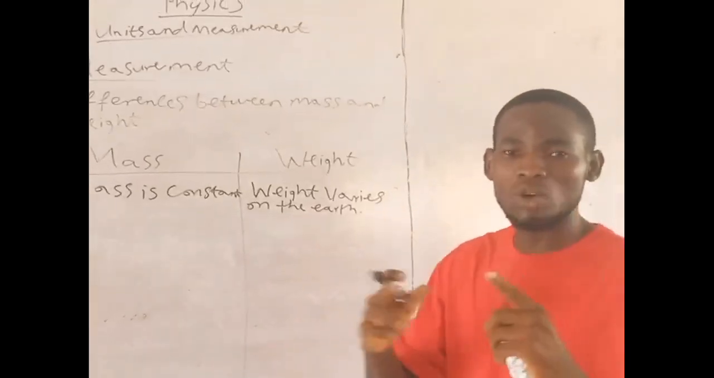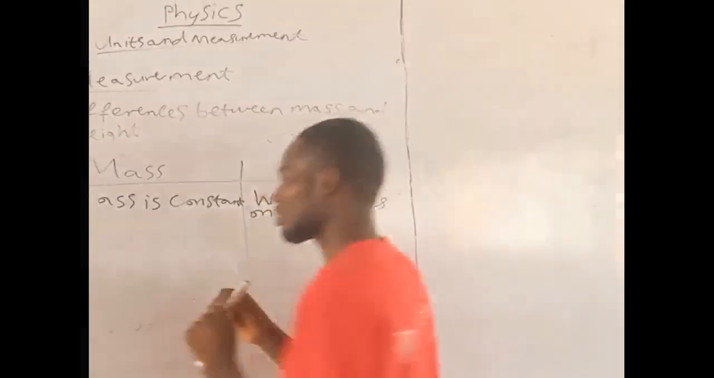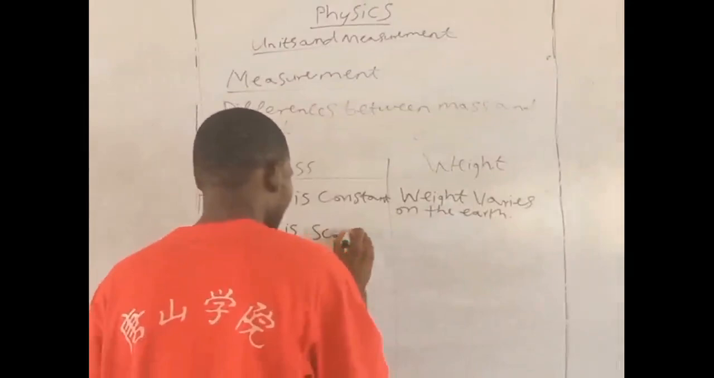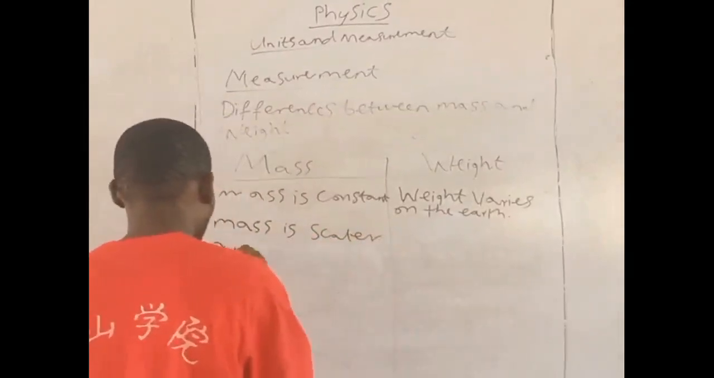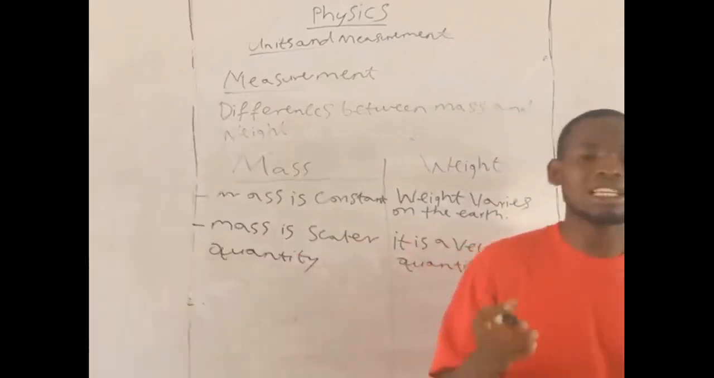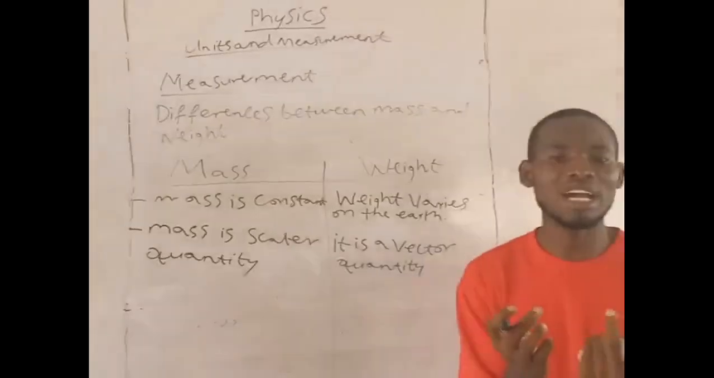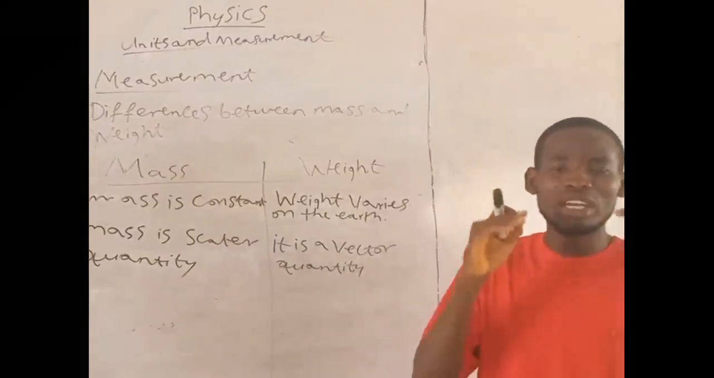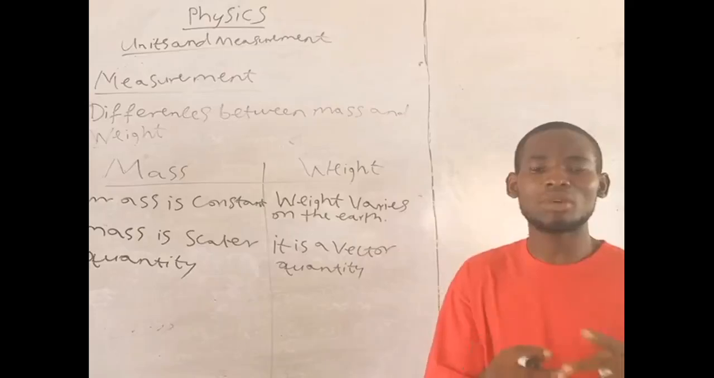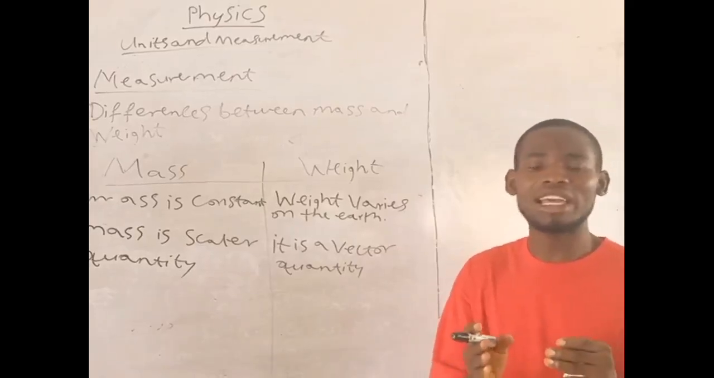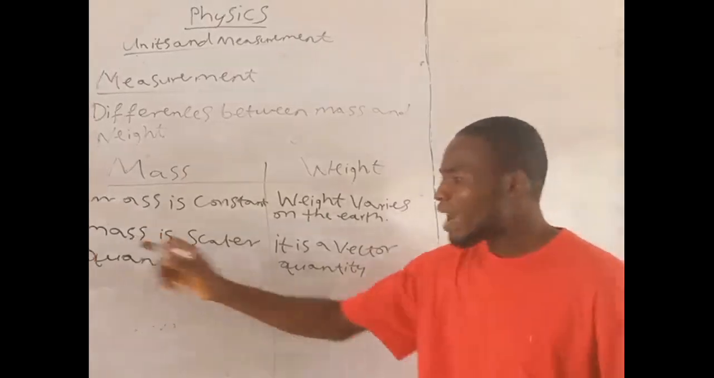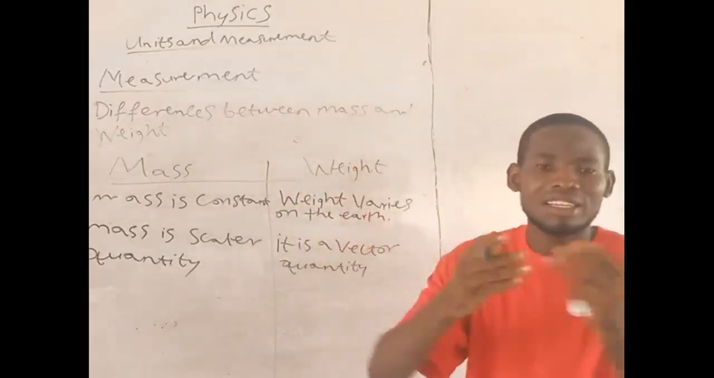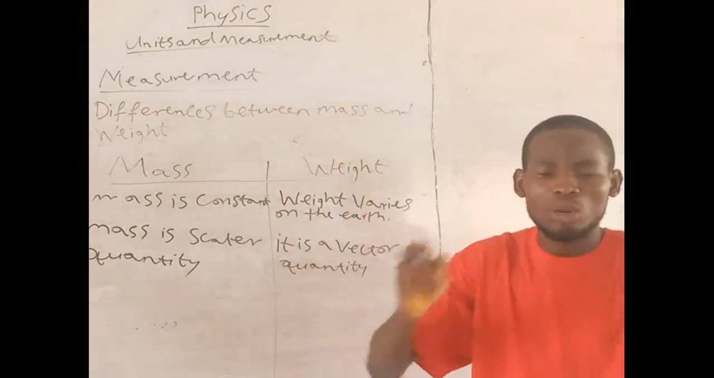Another difference is that mass is a scalar quantity, while weight is a vector quantity. What about scalar and vector? Scalar quantities have only magnitude without direction, while vector quantities have both magnitude and direction. In my subsequent class, I'm going to talk about scalar and vector and how they are added. Now, mass has only numerical value. For example, the mass of your gas is 10 kg. It has only numerical value, but it doesn't have direction.